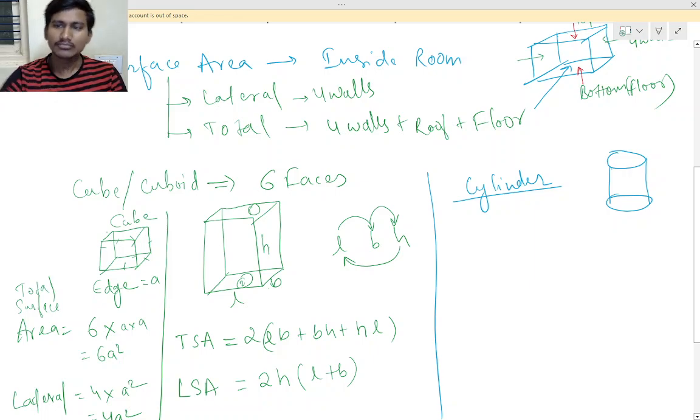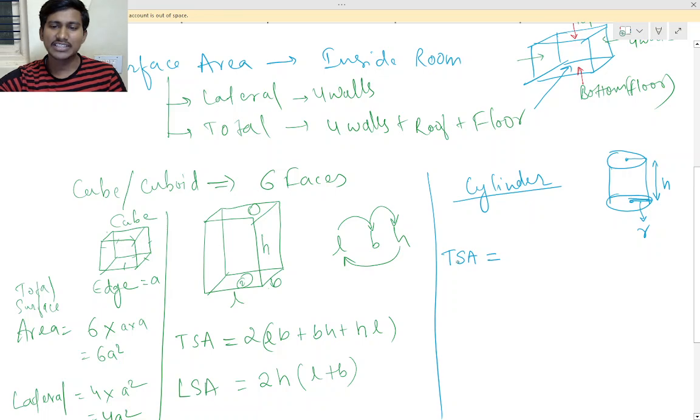Cylinder. So here this will be circular, the top and bottom. Top and bottom will be circles. So it will have a radius, and this we say as height. What is this? This is height. So how do you find the total surface area?